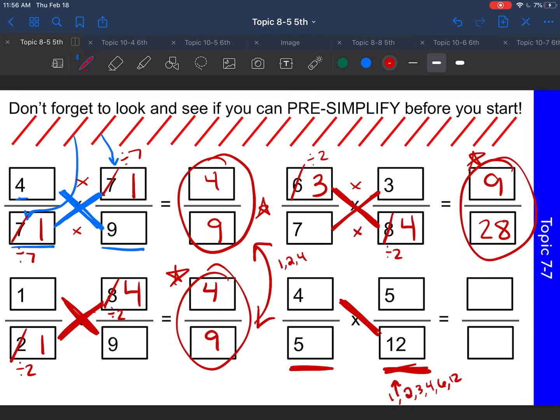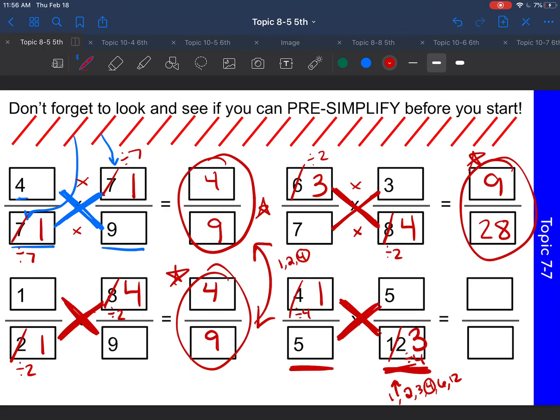Okay, all those numbers multiply to get to 12. All of these numbers multiply to get to 4. They have 3 common factors, 1, 2, and 4. So we want to choose the greatest one, which is 4. So both 4 and 12 can be divided by 4. So 4 divided by 4 is 1. 12 divided by 4 is 3.